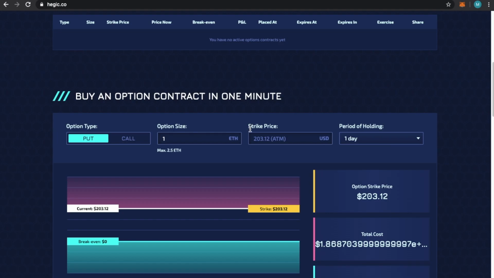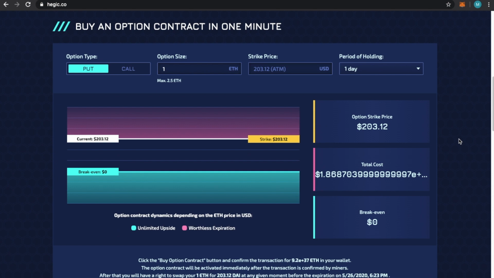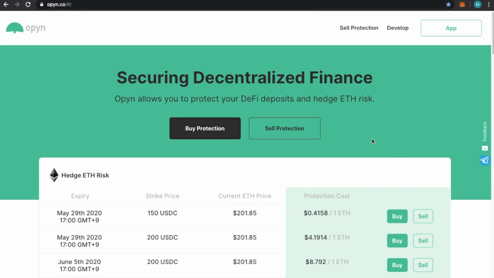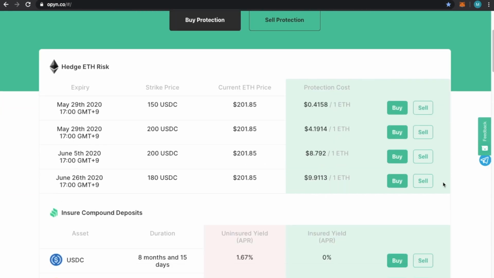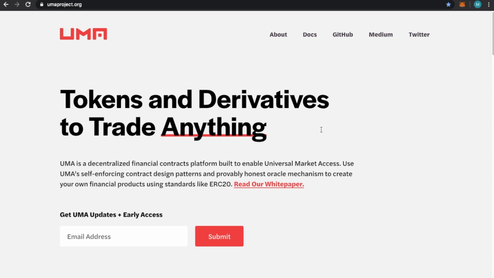There have been some very interesting platforms that have emerged recently, such as Hegic, which has options on the Ethereum blockchain, so you can do puts or calls. Additionally, you have platforms like Opyn, which are doing a similar kind of thing. And then you have UMA, who is tokenizing derivatives so that anyone can create different kinds of derivatives. One interesting kind of derivative that exists in traditional markets are securitized or derivatized, if you will, interest rate assets.